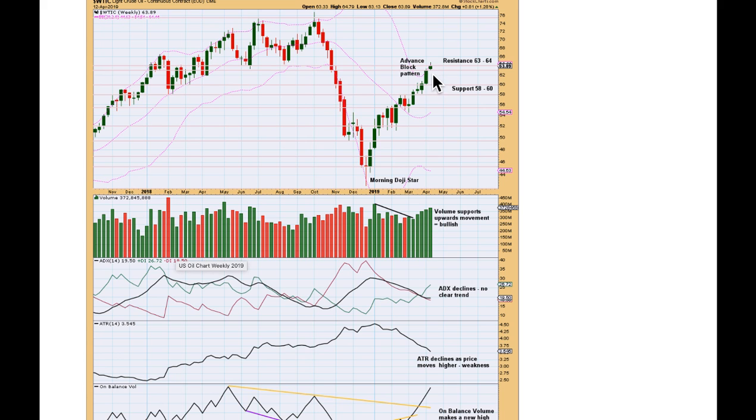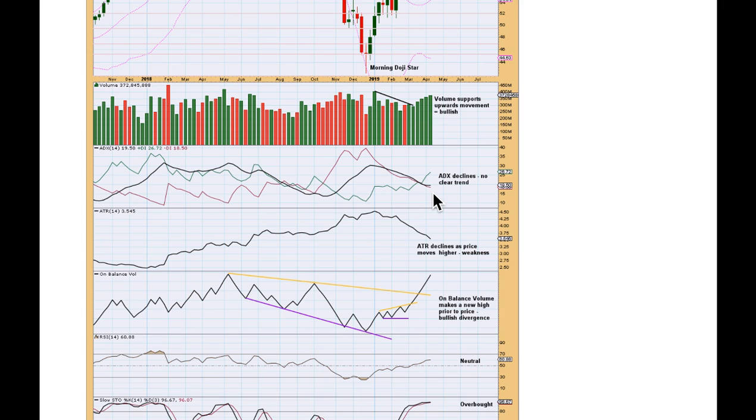This last completed weekly candlestick has a much reduced range, putting a little bit of weakness now in this upward movement. However, it does have good support from volume, and so it looks like we may still see more upward movement next week. There is strong resistance here, about 63 to 64. Price hasn't managed to close above it. If it does, the next resistance is back up here, just below 76.